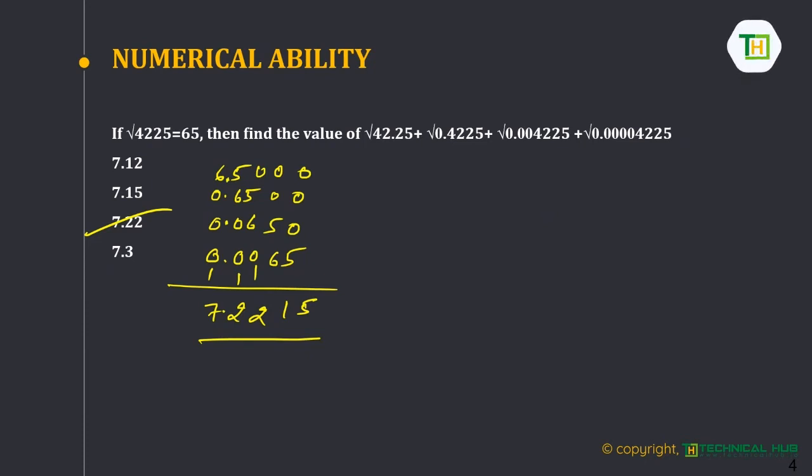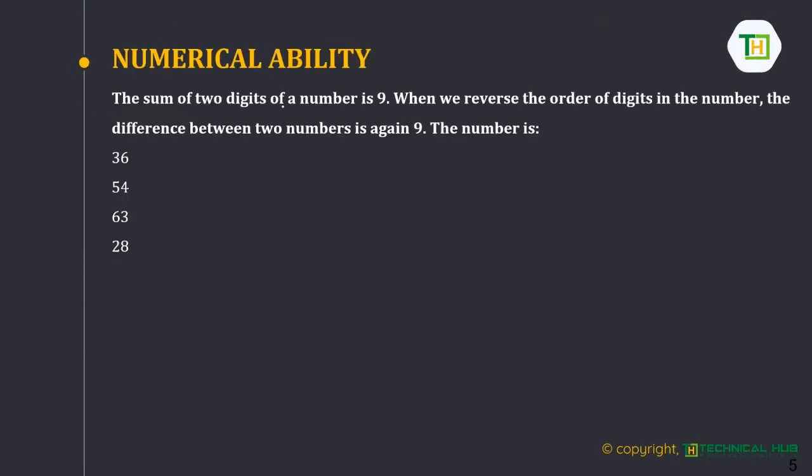Next question. The sum of the digits of a number is 9. When we reverse the order of digits in the number, the difference between the two numbers is again 9. Then the number is here. According to the question, sum of the digits of a number. Guys, we will solve this problem by using the option verification method. Option verification method is very simple.